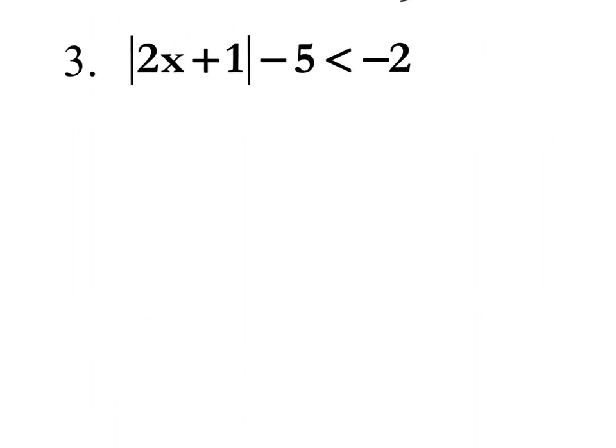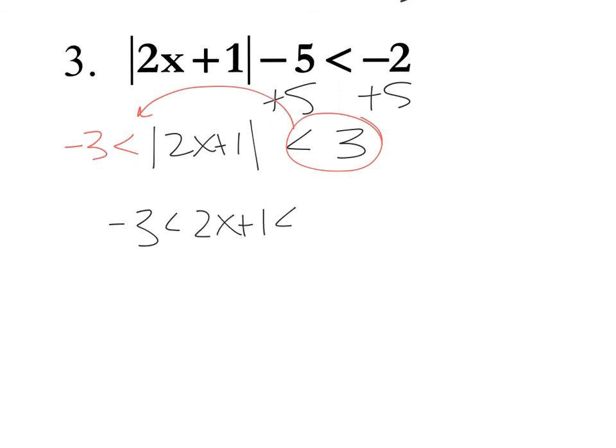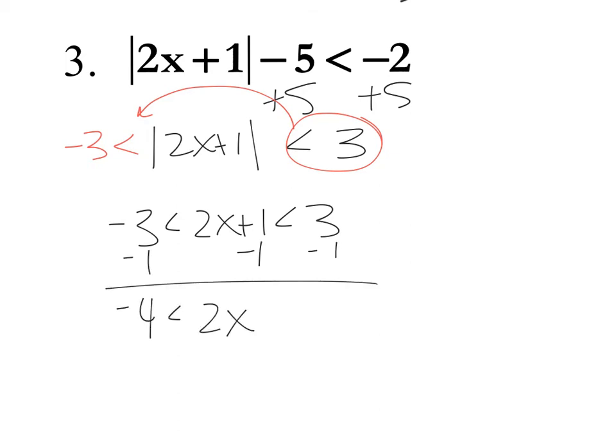Before you write your two equations for this one, you definitely want to move the 5 over. So we have 2x plus 1 is less than 3. And this is a less than question. So the trick for this one is to bring the negative 3 over here and keep my inequality all squished together into one compound inequality. And now all I have to do is get my x by itself, so subtract 1 from everywhere, and then divide everything by 2.